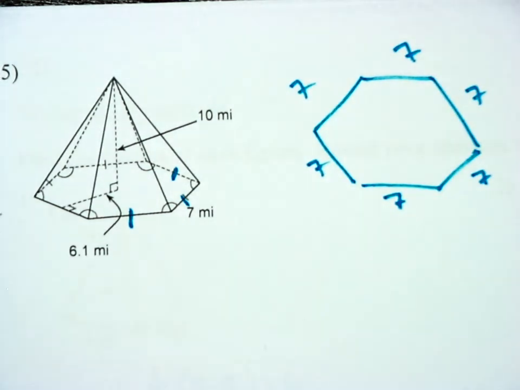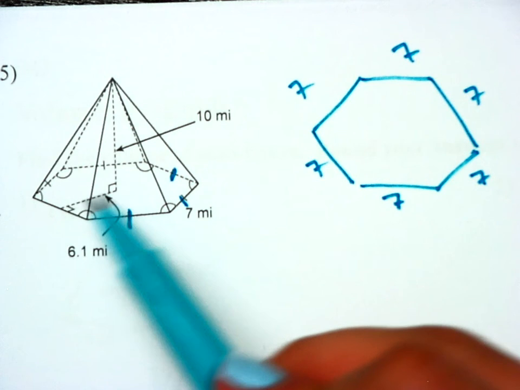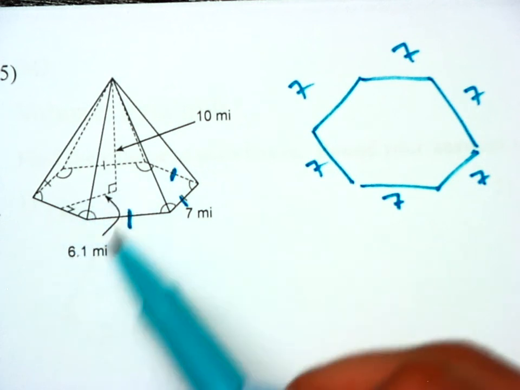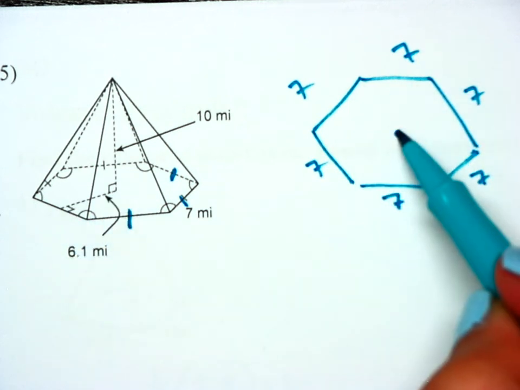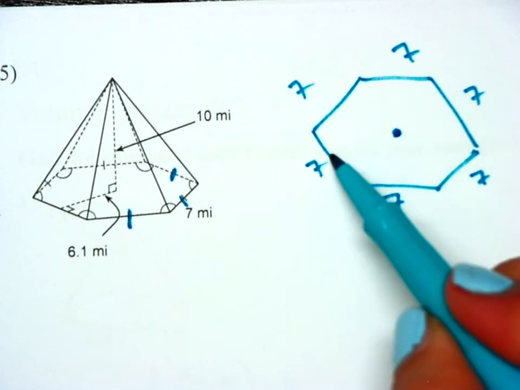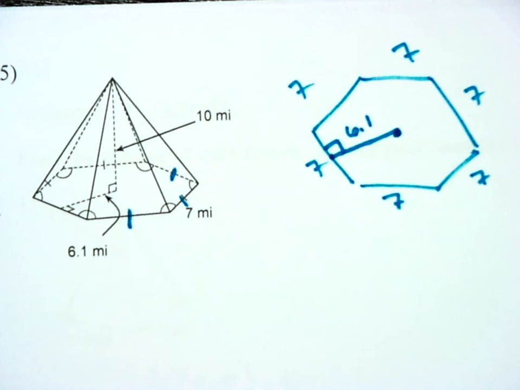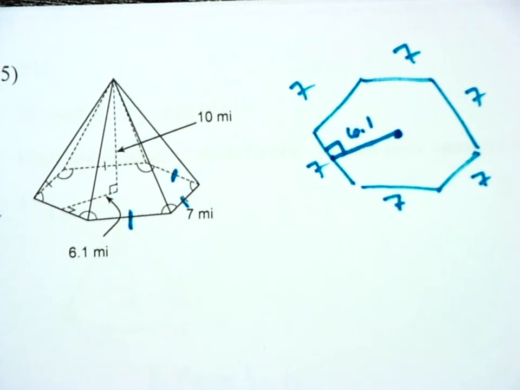Okay, I also know that the distance from the midpoint of this side in the middle to the center is 6.1. So I'm going to draw that in this picture. The center is right here, and then the distance from the middle of a side to there is 6.1, and they drew that's a right angle. Okay, so something cool is happening here. I can separate this into a bunch of triangles. If I can find the area of one, then I just multiply by 6, and I can get the whole area of this hexagon. So let me show you where I'm seeing these triangles.